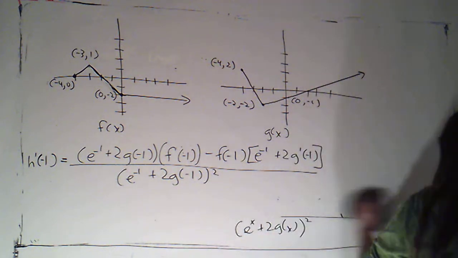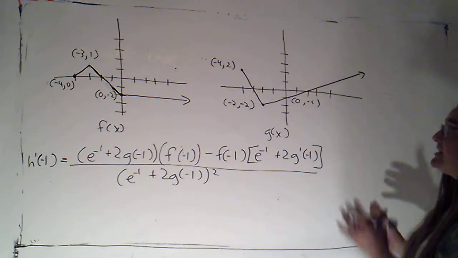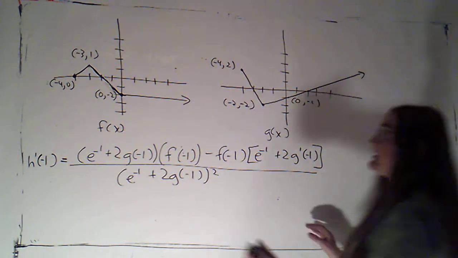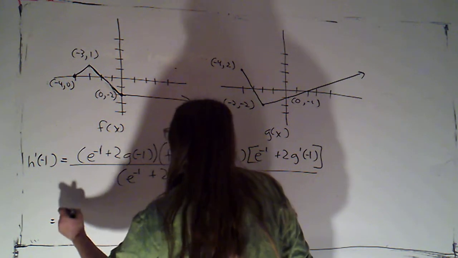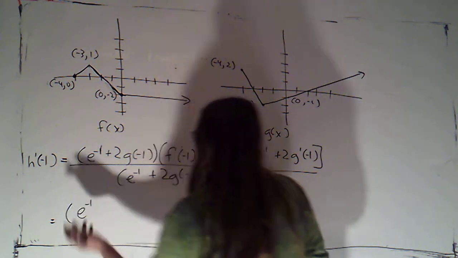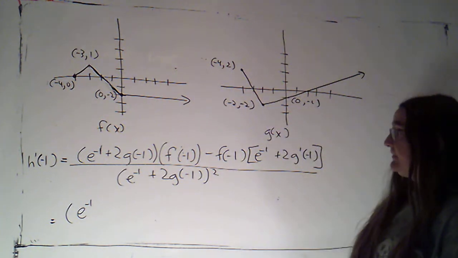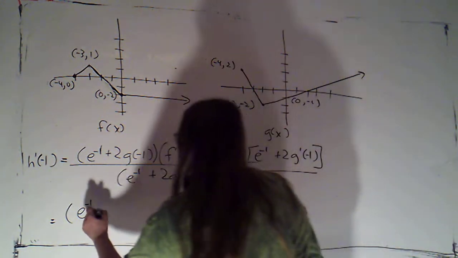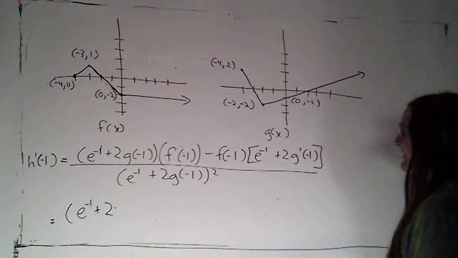Okay. So now I need to just read off all of the values that I can from these graphs. Okay. So e to the -1, that's just a number. That's the same as 1 over e. I could write it that way, or I can leave it as e to the -1. Plus 2 times g of -1.